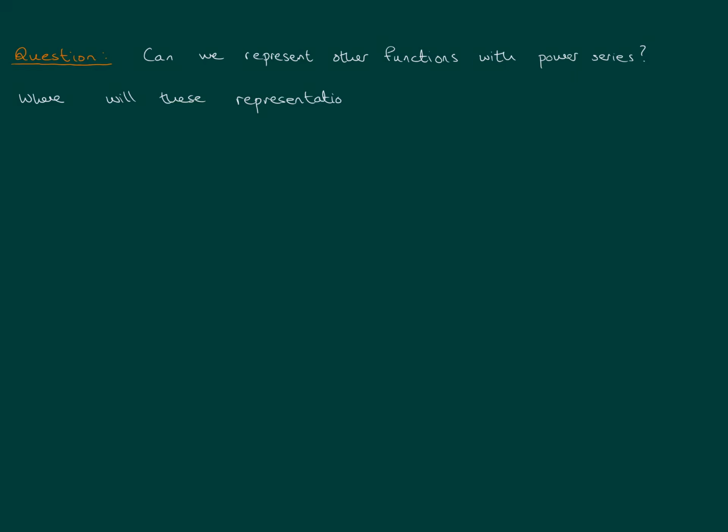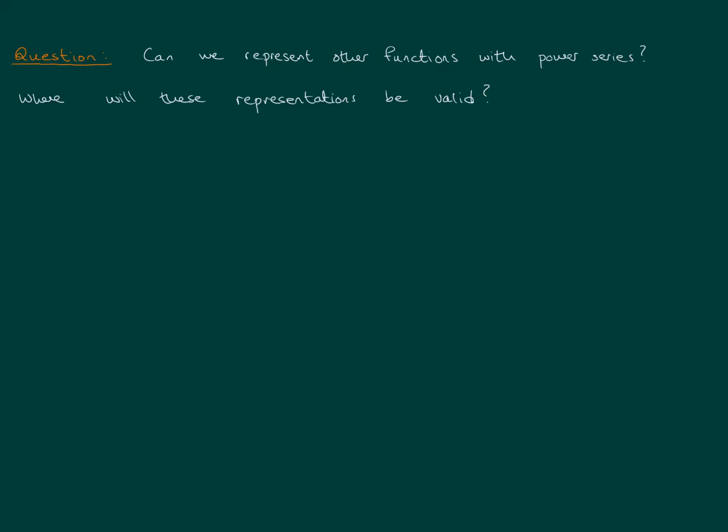So we've established a connection between the function 1 over 1 minus x and this power series, this geometric series. So the next question should be, can we represent other functions as power series? Now we saw that for the g we had in the last example, it was only valid for absolute value of x less than 1. So the next question should be, if we represent another function as a power series, where will these representations be valid? For what values of x will these representations of the functions as power series even make sense?